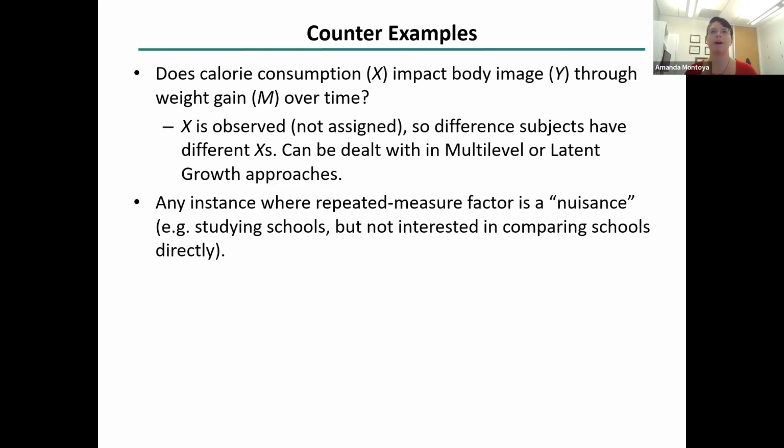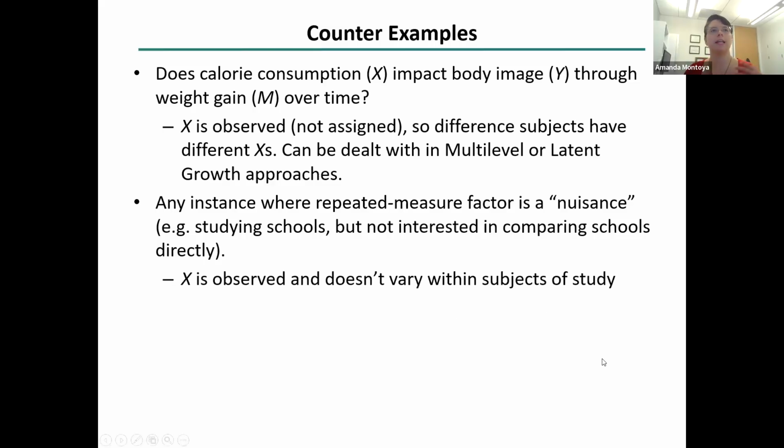So this happens a lot when we are studying educational questions, in that we just can't ignore the fact that kids are in classes together. And so kids in classes together are more similar than they are not. But the repeated measurement is a nuisance or a problem rather than part of the natural design of the study. So in those cases, we would not typically use this kind of analysis, but a multi-level analysis would also be appropriate. So in this case, X is observed and it doesn't vary within the subjects of the study.